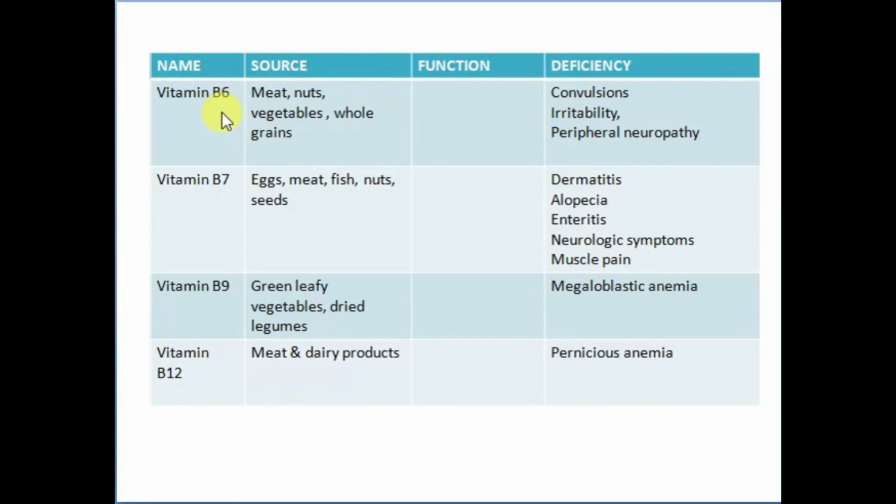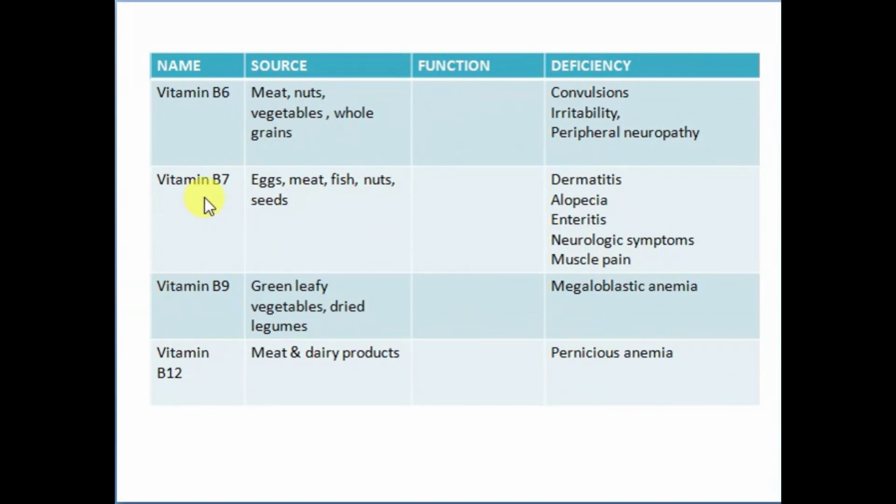Here, the sources of vitamin B6 are these, and the deficiencies are convulsion, irritation, then peripheral neuropathy. So these are the deficiencies that are caused by vitamin B6. Then we have vitamin B7, it causes muscle pain, neurologic symptoms, alopecia, dermatitis. So this was about vitamin B7.